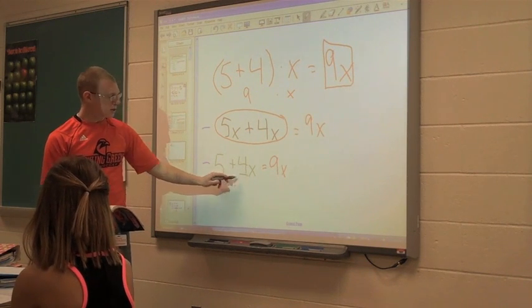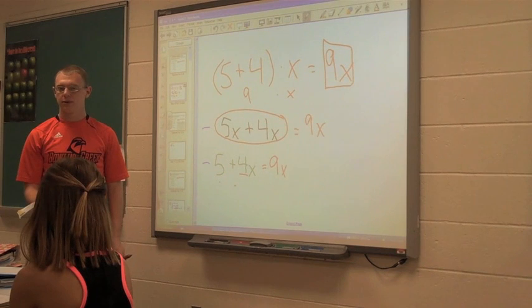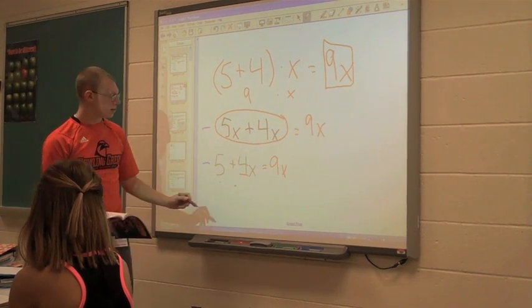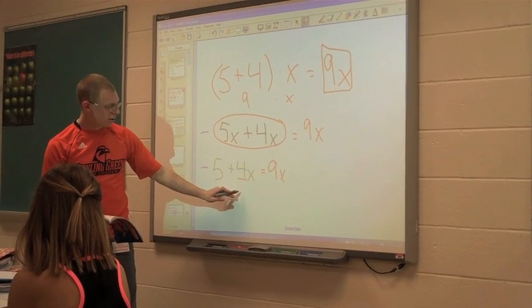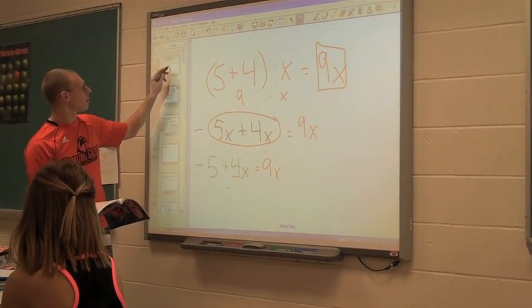What's another word for a number in front of a variable? A coefficient. Good. So we can't add a coefficient to a value. So then going back here.